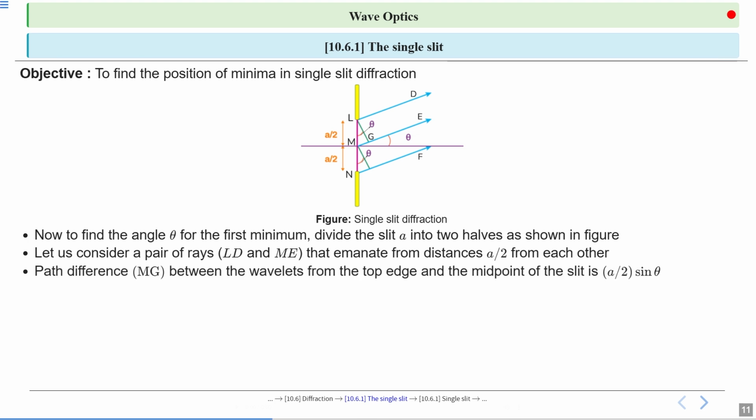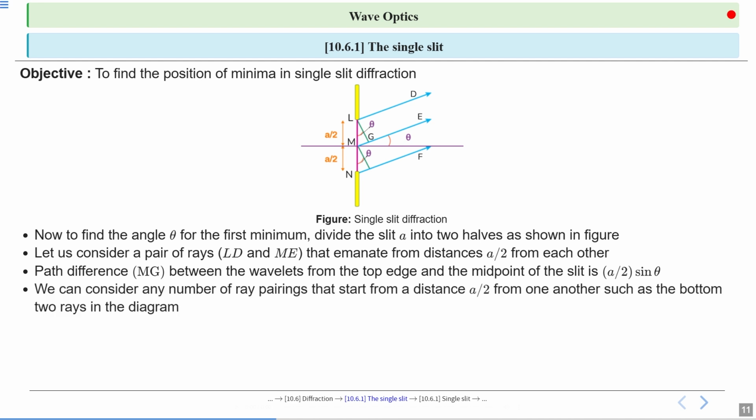The path difference between the wavelets from the top edge and midpoint of the slit is given by a upon 2 multiplied by sine theta. So what is the path difference? Angle MLG is theta. So what is MG here? A by 2 sine theta. We can find sine theta from here: it will be MG upon LM. So MG will be LM sine theta, and LM is a by 2. So MG is equal to a by 2 sine theta. That is the path difference. This path difference is essential because it determines whether the waves will interfere constructively or destructively.